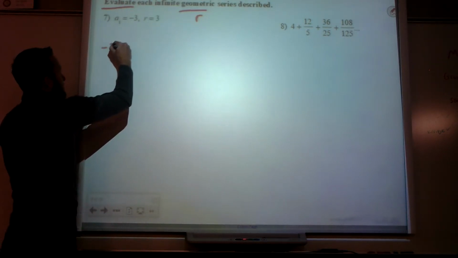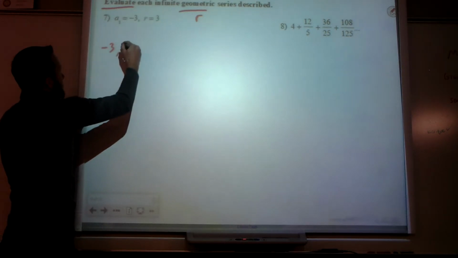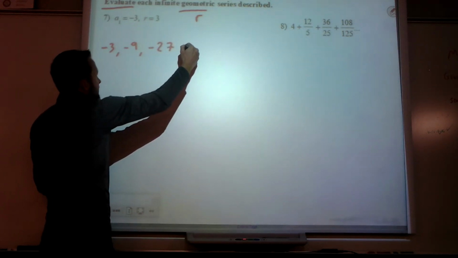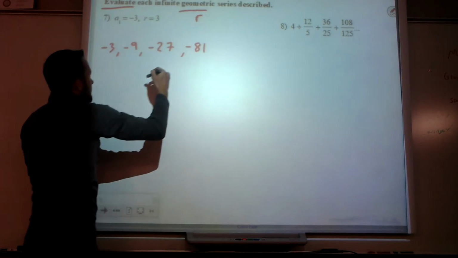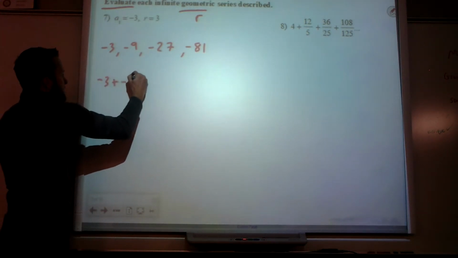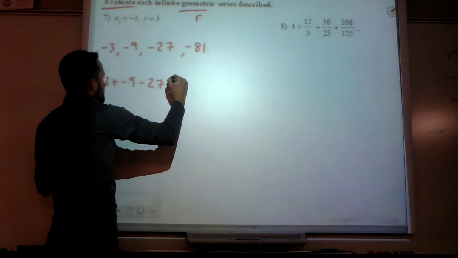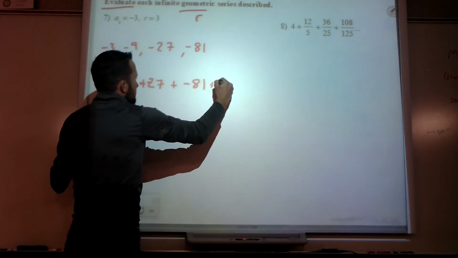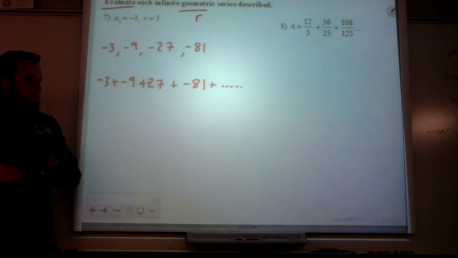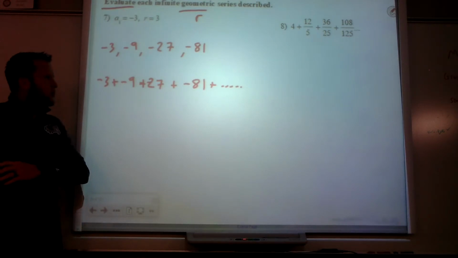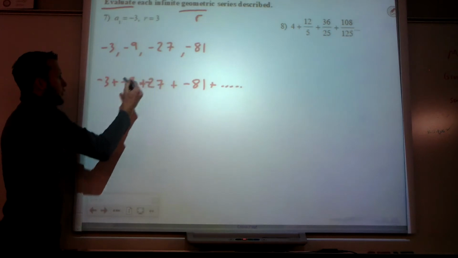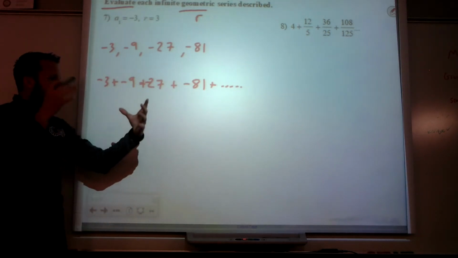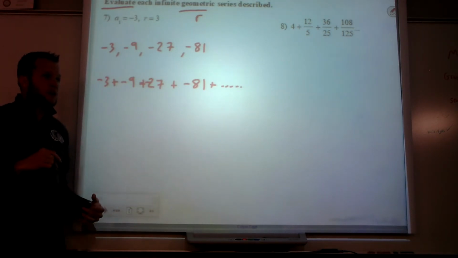Let's just write out a couple of terms here. -3 times 3 is -9. -9 times 3 is -27. -27 times 3 is -81. Now the question is, could I add this up on an infinite scale? That's plus -27 plus -81. Will this converge? Well, you can kind of see already it's just getting more and more negative. I think the next one would be -243, and it's just going to keep getting more and more negative, and I wouldn't be able to add that up.